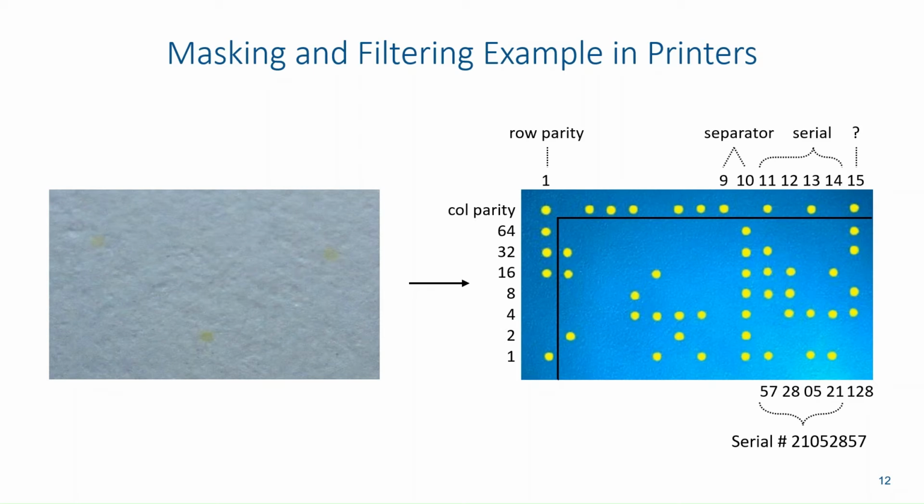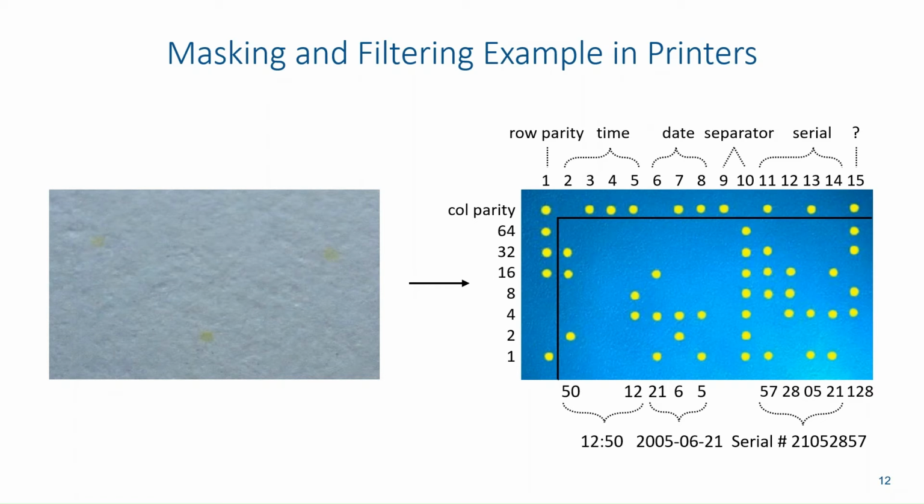Then we have a separator just to separate the serial number from the date. And here we have the date, which we're going to pull out: 5621, where 5 represents the year, so 2005, 6 is the month, so June, and 21 represents the day. And then we also have time. As you can see here, we have 1250 represented.